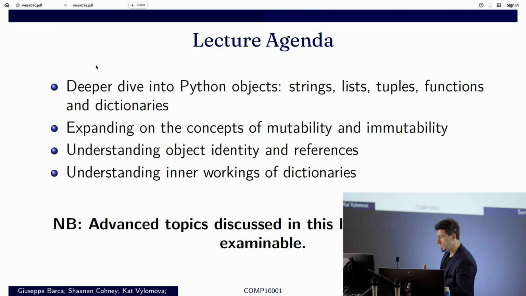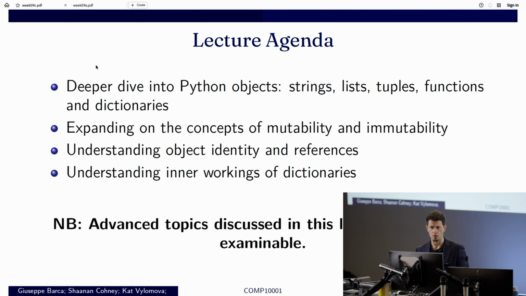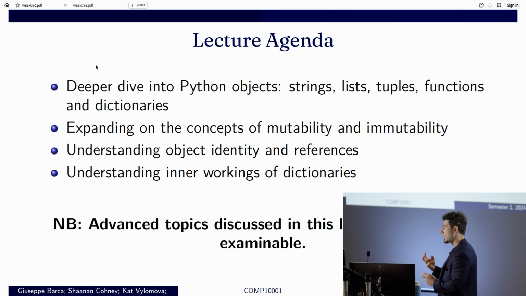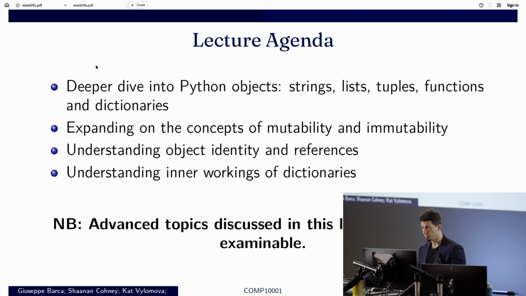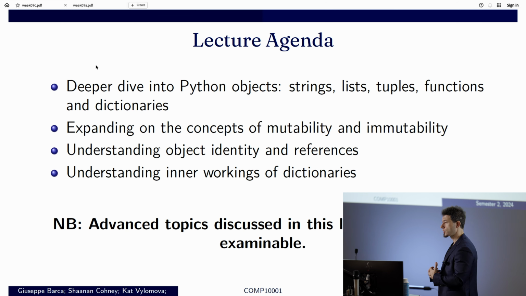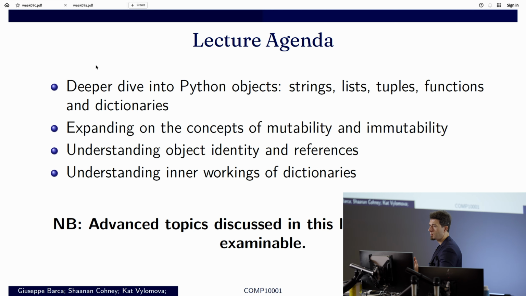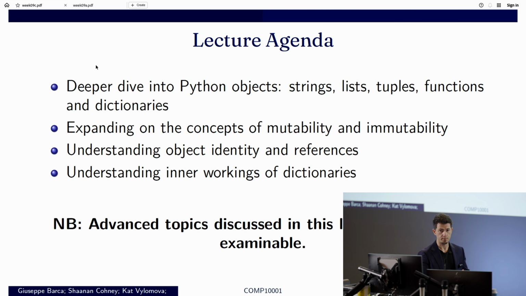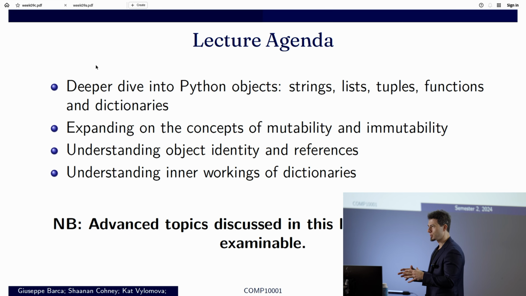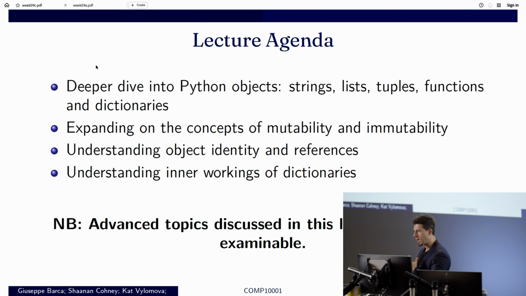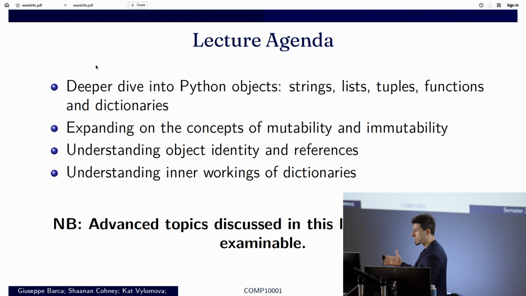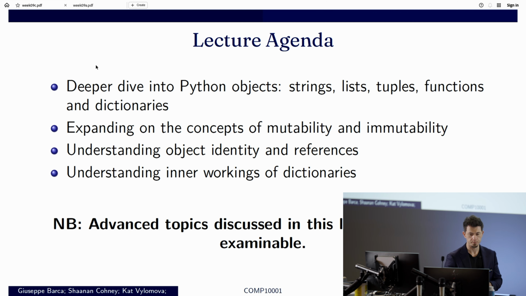Then we will go back and expand a bit on the concepts of mutability, and of course immutability associated with that, how Python manages object identity and references, and finally, we will have a more detailed look at the internal structure of dictionaries, which are among the most powerful types that you've seen so far in the course, but I'm pretty sure they look pretty mysterious, and trying to understand how they achieve, for example, that quick lookup that you can do with dictionaries.